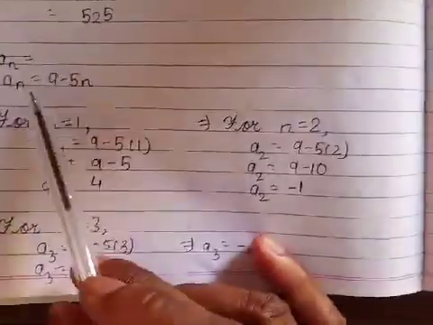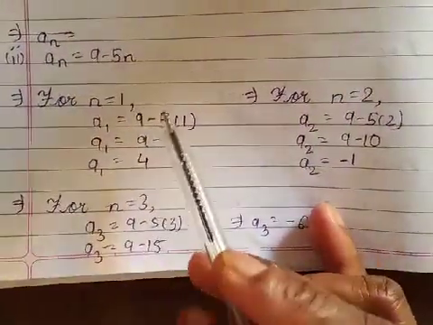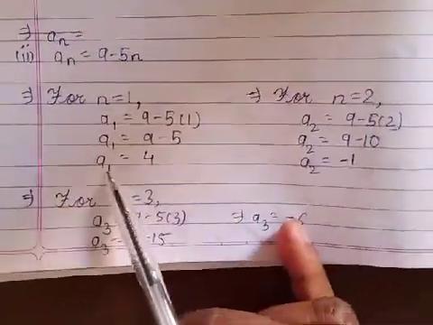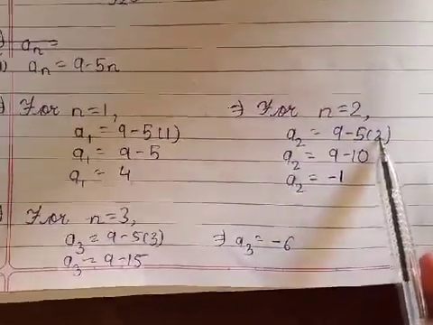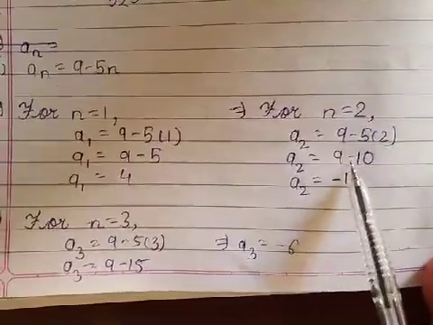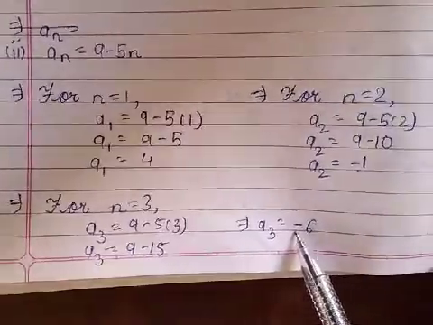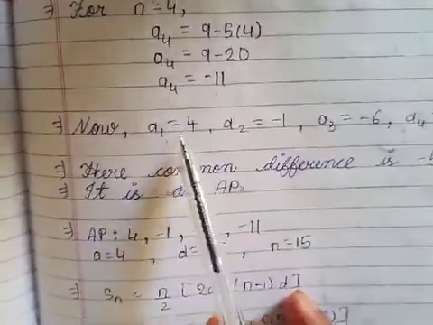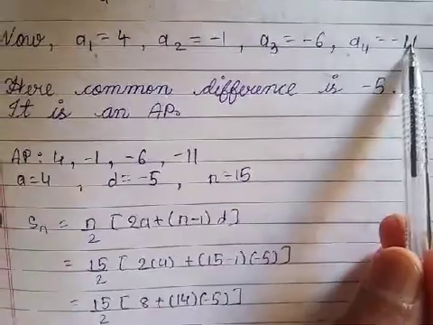Let's check whether the second one is an AP or not. an is equal to 9 minus 5n. n is equal to 1, we get 4. n is equal to 2, if you substitute 2 in place of n, then you will get 9 minus 10, it is minus 1. n is equal to 3, you will get minus 6. n is equal to 4, you will get minus 11. So what series did you get? a1 is 4, a2 is minus 1, a3 is minus 6, a4 is minus 11.